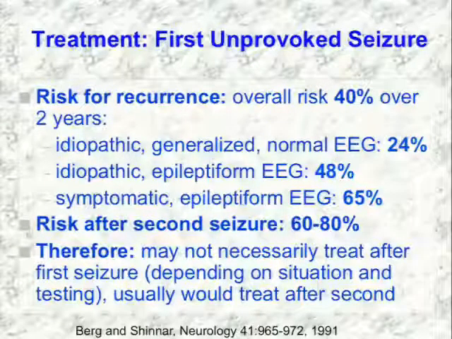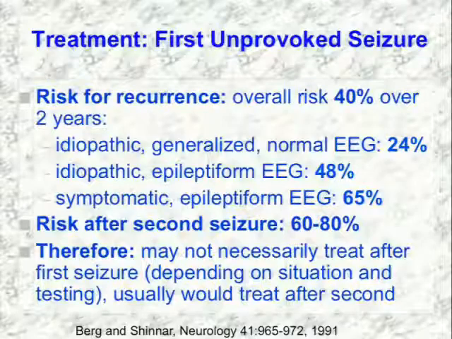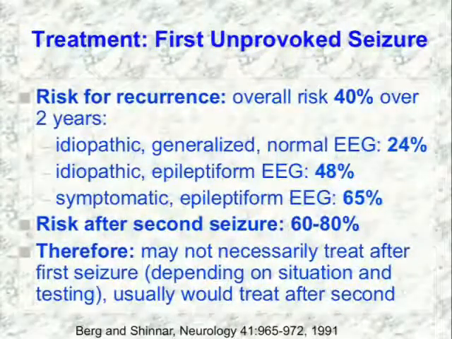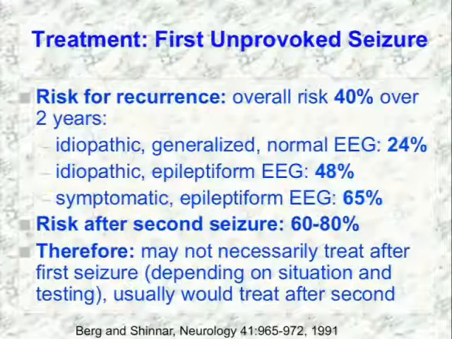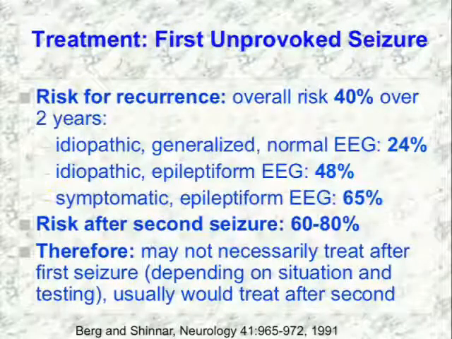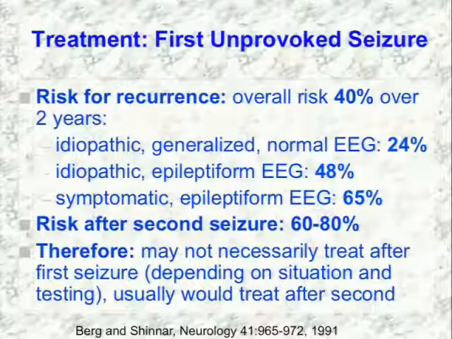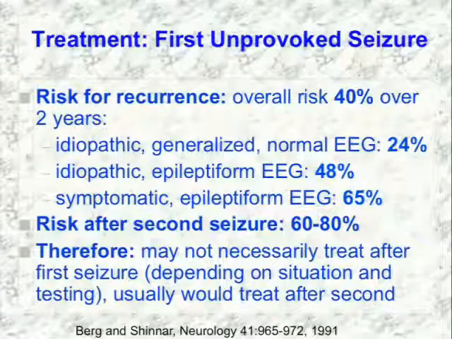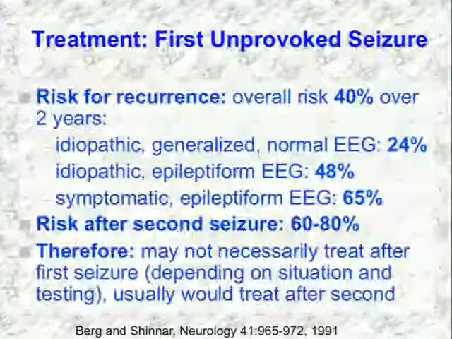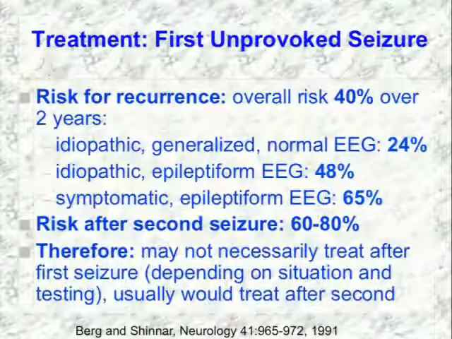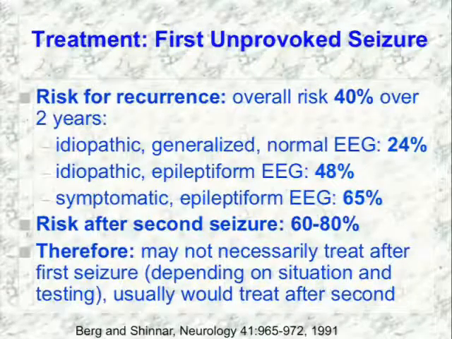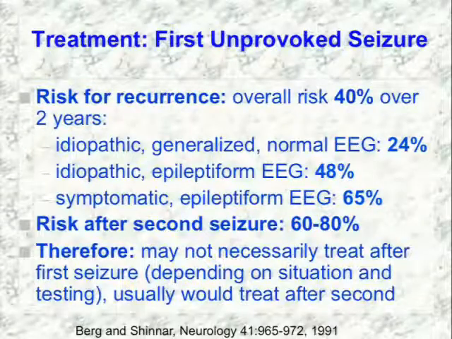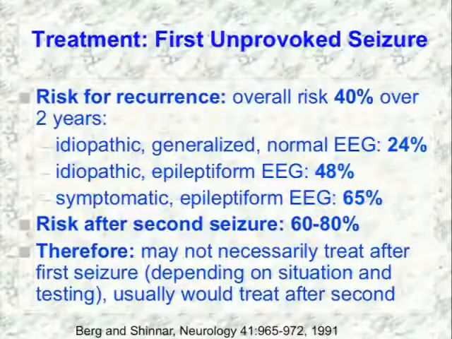Well, we have studies to show the answer to this question. The overall risk of recurrence after a single seizure is about 40%, but if there's no cause found, a normal MRI, a normal EEG, and a generalized convulsive seizure, the risk of recurrence is only 24%. And this is in an adolescent population, in this particular study. If they have an epileptiform EEG, the risk of recurrence is 48%. If it's symptomatic, meaning the MRI shows the cause for their epilepsy, the risk of recurrence is 65%.